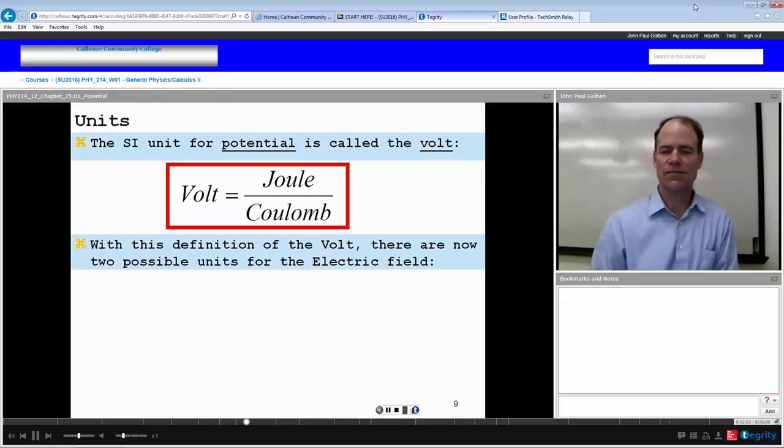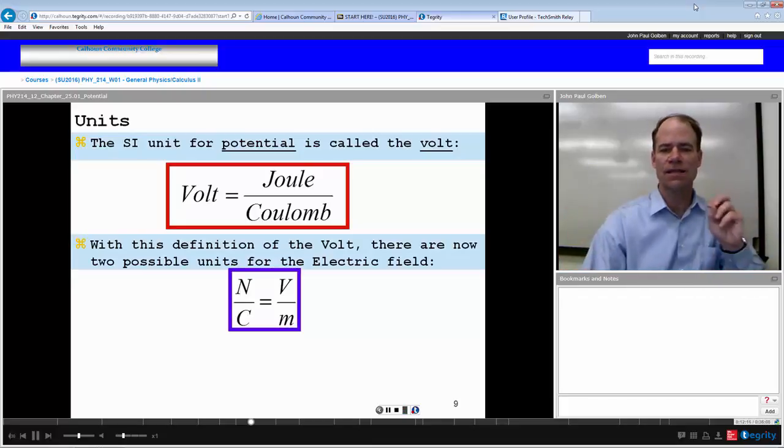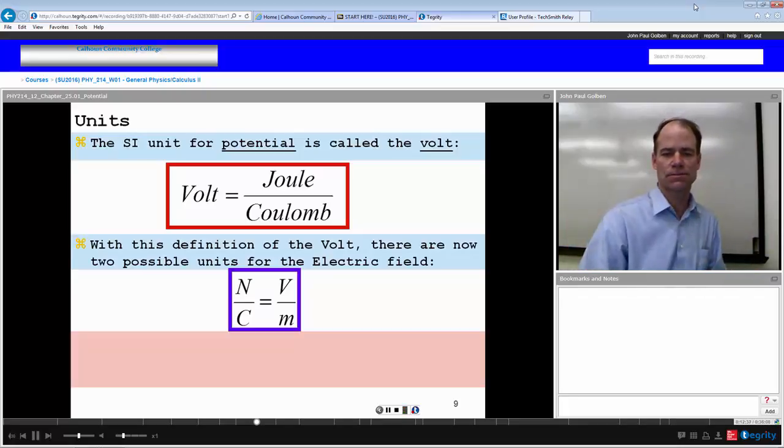With this definition of the volt, there are now two possible units for the electric field. We did have newtons per coulomb in the SI system, but now we could just as equivalently have volts per meter. They are exactly the same unit in the System International or metric system. A newton per coulomb is exactly the same as a volt per meter. So you might see some problems where they give you the electric field in volts per meter as far as your units.